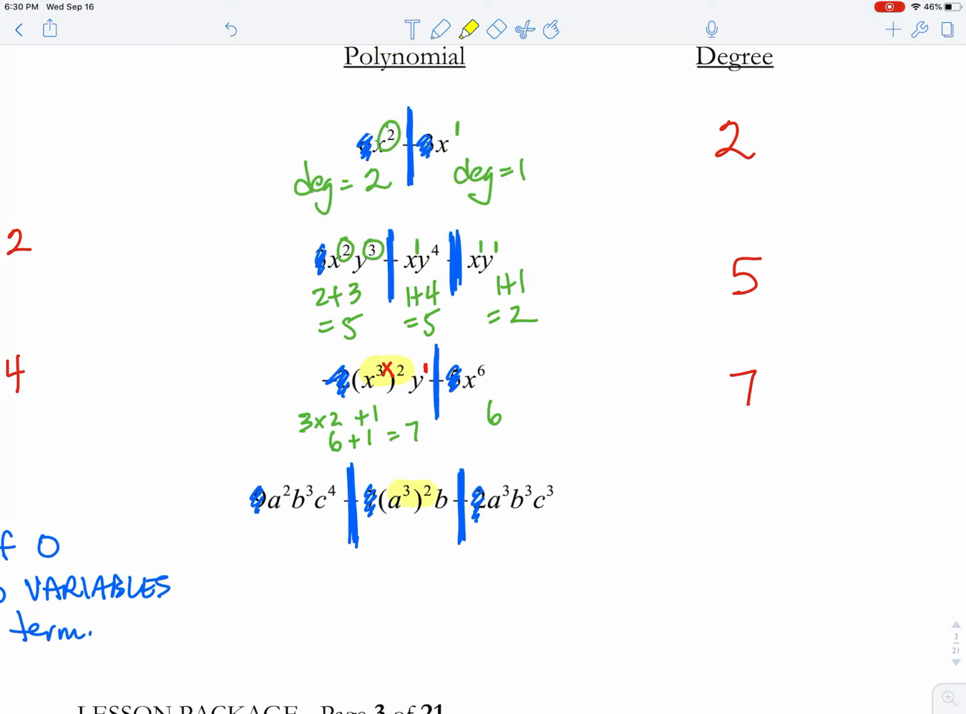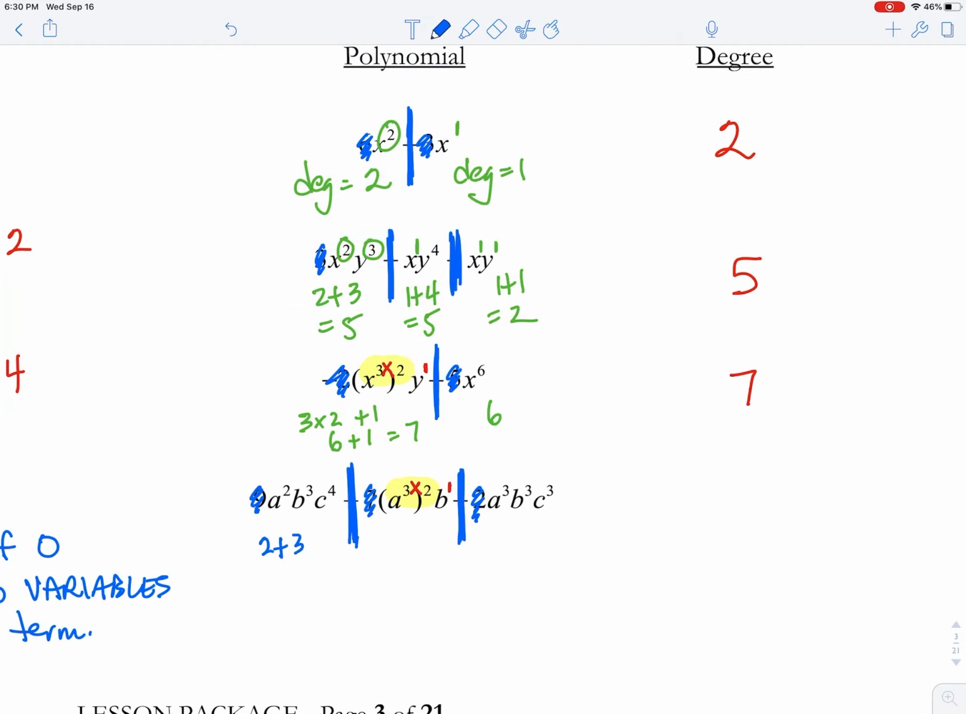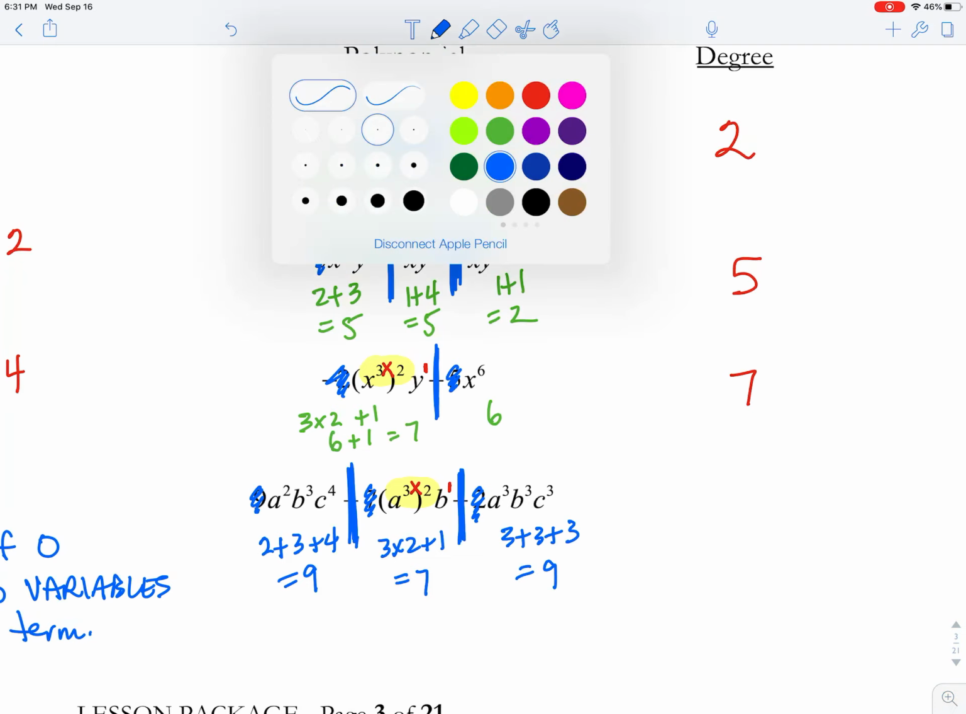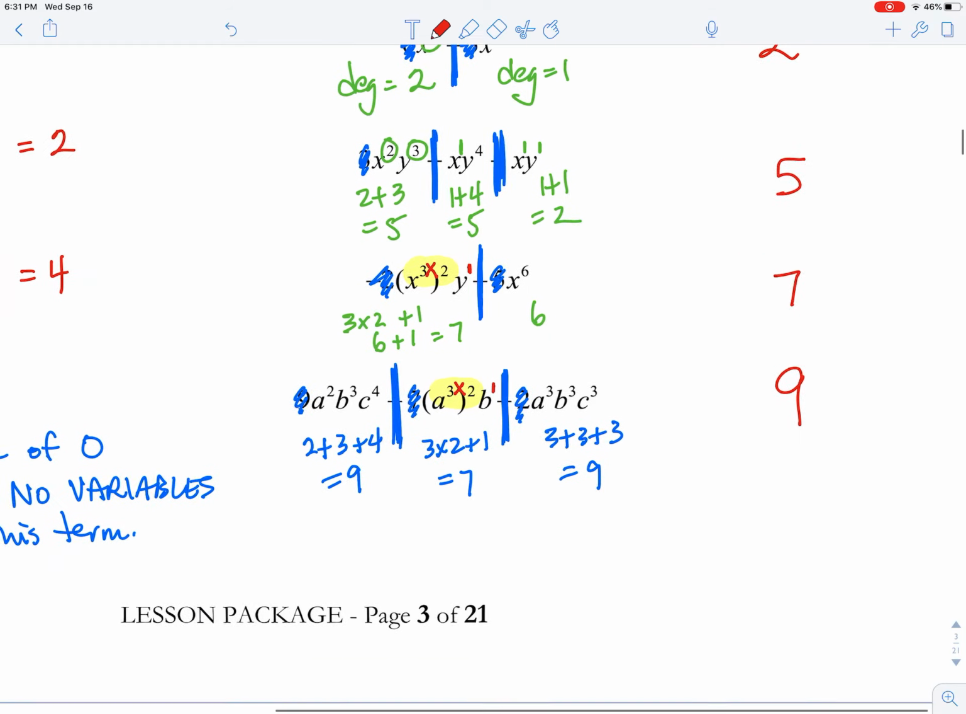For this last one, we have power of powers again. So we've got to multiply, and b is going to have a power of exponent 1. So here we have 2 plus 3, which is 5, plus 4 equals 9. Here we have 3 times 2 plus 1, which is 6 plus 1, which is 7. This one has 3 plus 3 plus 3, which also equals 9. So overall, our final degree is going to be 9.